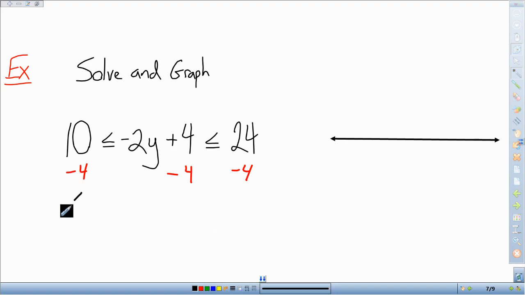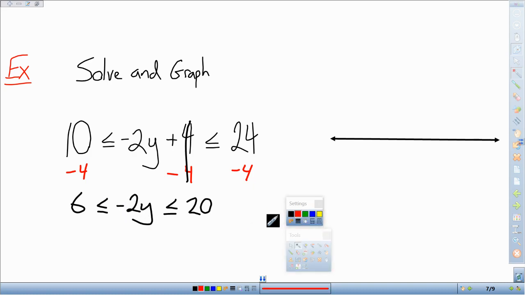So let's see, it looks like we're getting a 6. No reason to flip here. I need to bring down this negative 2y. Again, no reason to flip, and it looks like we have 20. All right, now I need to get rid of this negative 2. It's being multiplied, so I'm going to divide by negative 2, both sides of both inequalities. So divided by negative 2, divided by negative 2.